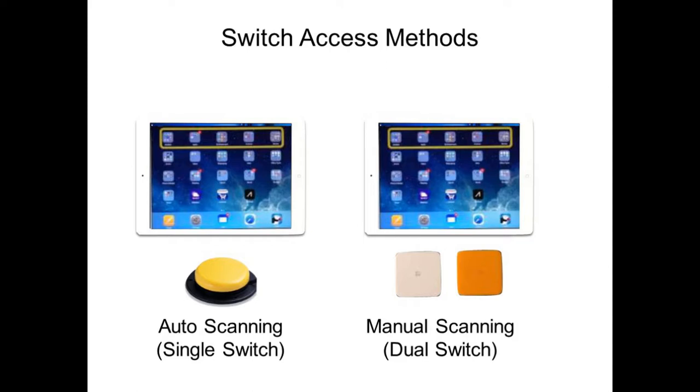And then there's manual scanning, and these are the names that Apple uses in the settings. Auto scanning for single switch and manual scanning for dual switch, which you may also know as step scanning. For this, you will need at least two switches. You'll need one to move the scanning cursor, and then you'll need another one to perform a selection. So in this case, you'll see there's two buttons on the screen. I'm using a switch interface with two buttons. If I press the orange button, or the one on the right, then that will move the cursor. If I press the white button, or the one on the left, I will make a selection.